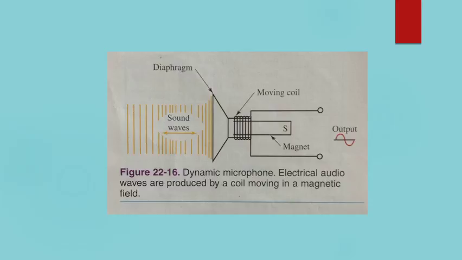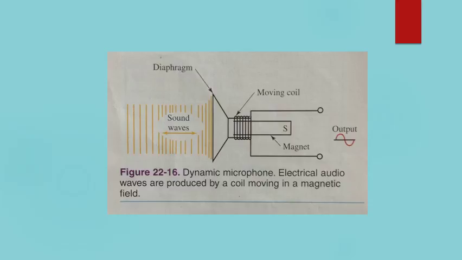The condenser microphone. The condenser microphone operates on the principle of capacitance. It is similar in construction to a capacitor consisting of two plates separated by air. One plate is rigid while the other is movable.